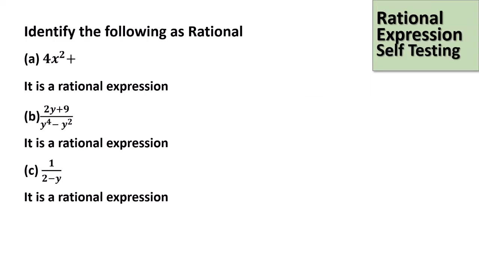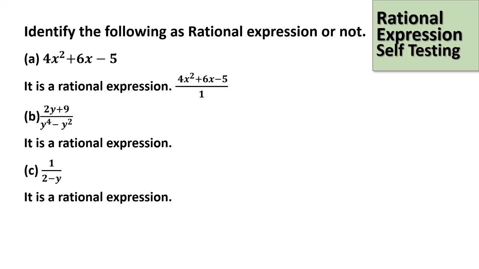Now move towards rational expression self-testing. Identify the following as rational expression or not. Part A, 4x squared plus 6x minus 5. It is a rational expression as its denominator is 1. Part B, 2y plus 9 divided by y to the power 4 minus y squared. It is also a rational expression.